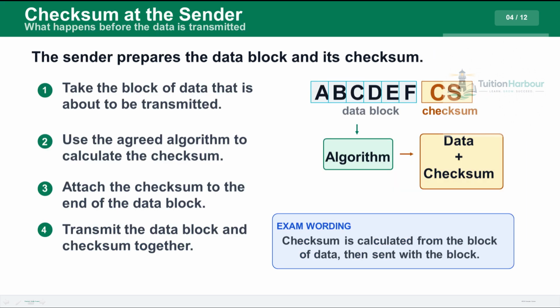Checksum at the sender. Let us look at what happens at the sender's side. First, the sender has a block of data ready to send. Next, the sender uses an agreed algorithm to calculate the checksum. An algorithm is a fixed set of steps. The sender and receiver must both use the same algorithm. After calculating the checksum, the sender adds it to the block of data. Then, the data block and checksum are sent together.